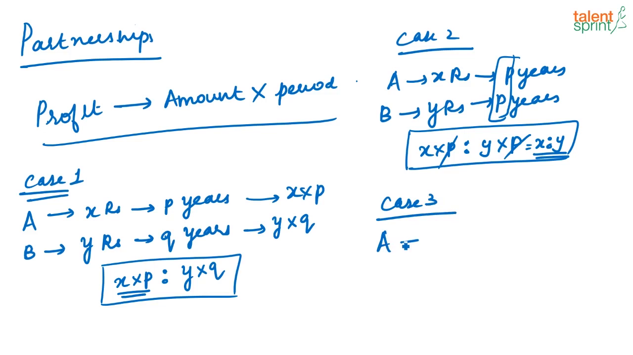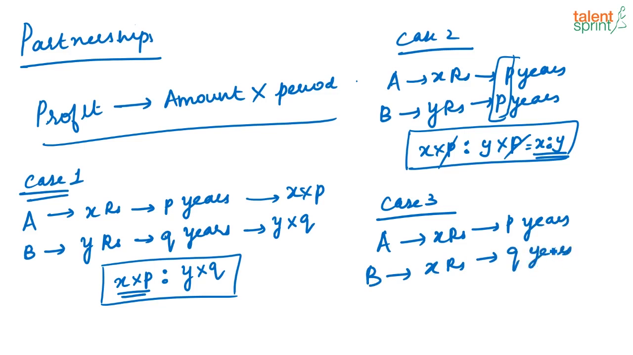Now you have A who is investing X rupees for, let us say, P years. Then you have B who is also investing X rupees for Q years. Now in this case, in what ratio will the profit be shared? See, X into P is to X into Q, or I can say profit will be shared in the ratio P is to Q. That is the period of investment. Why is that? Because here the amount is the same. So I consider only the period.